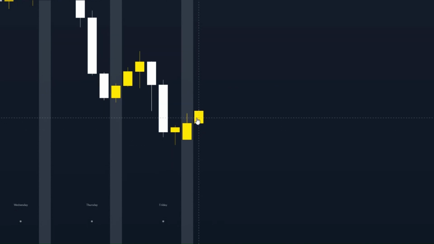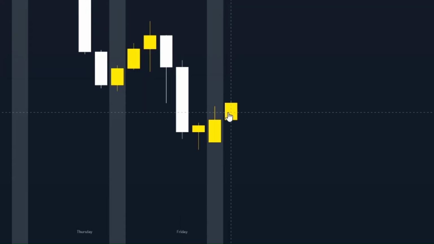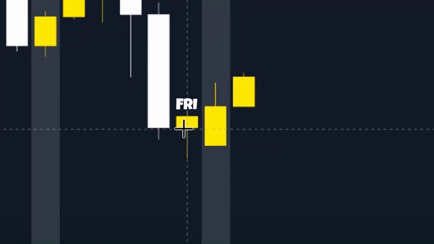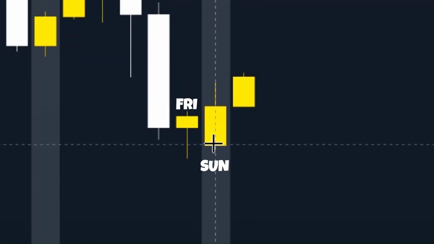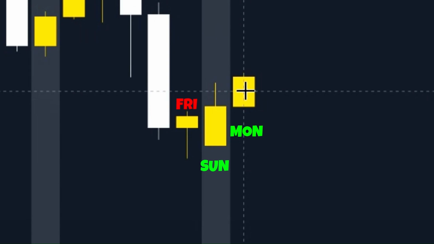What we're going to do for step 1 is to mark out the first 8 hours of the week. This is the beginning of the week, not the beginning of the day. So you can see right here, this is Friday's candle. Then this candle is Sunday and this candle is Monday. We will be marking out the highs and lows of Sunday's candle and Monday's candle.